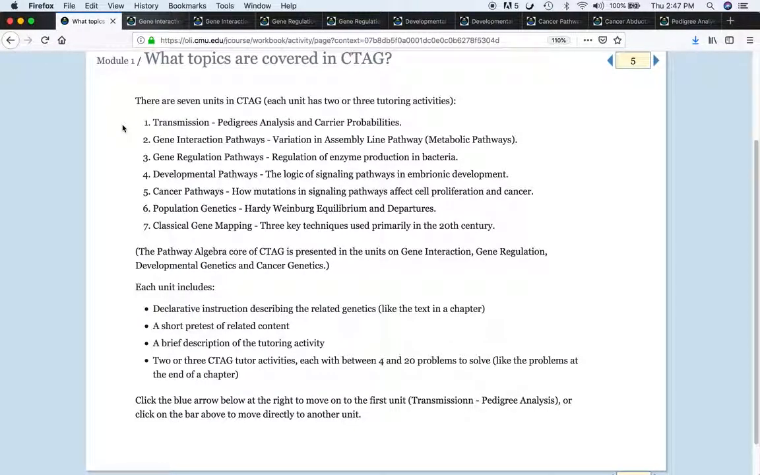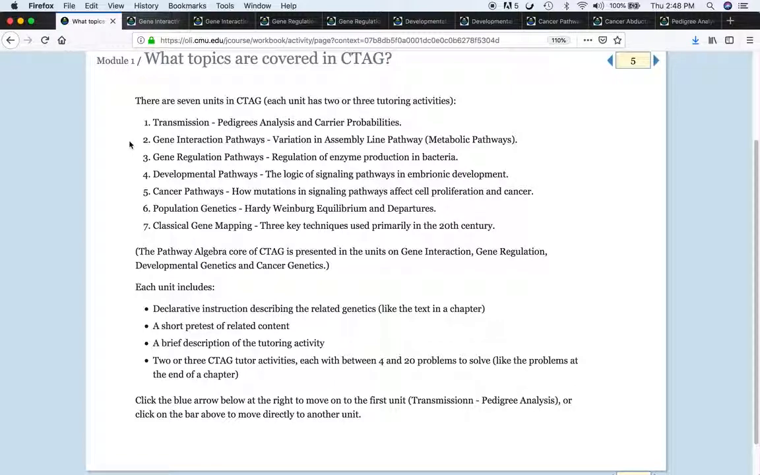There are currently 7 units that have been ported to OLI. And the most important ones, the most central to pathway analysis, are units 2 through 5: gene interaction pathways and epistasis, and metabolic pathways, or assembly line pathways, I should say; gene regulation pathways; developmental pathways, and the development of the organism and development of an embryo; and cancer pathways.